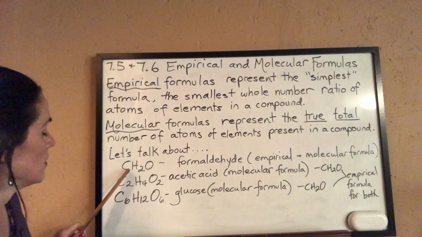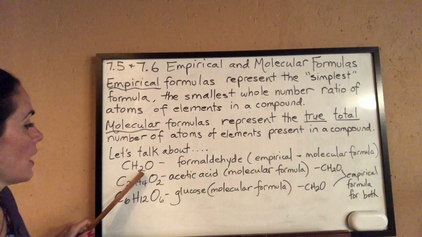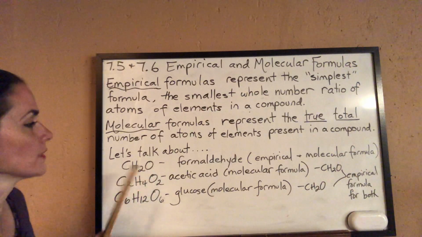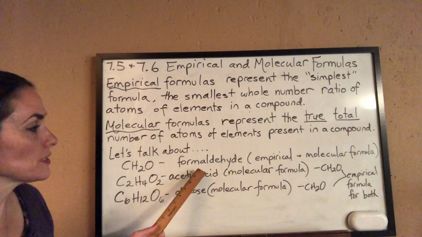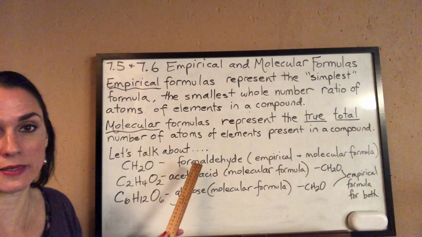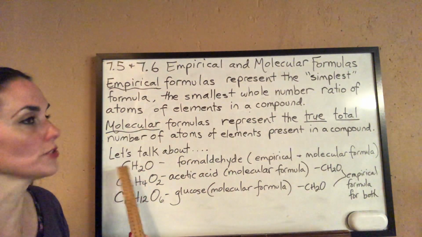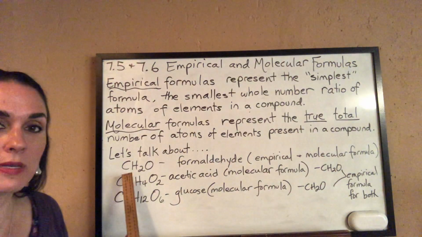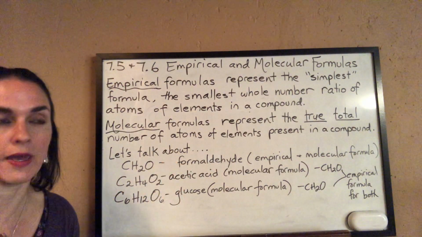Okay, so you have 1 carbon, 2 hydrogens, and 1 oxygen. You cannot reduce these subscripts of 1, 2, and 1 to any lower whole number. But this is the molecular formula for formaldehyde. Formaldehyde has 1 carbon, 2 hydrogens, and 1 oxygen. So this happens to be the empirical and molecular formula for formaldehyde.